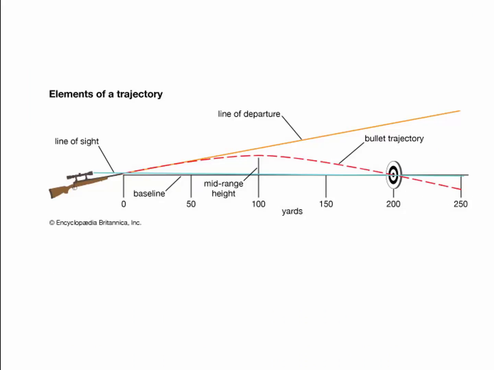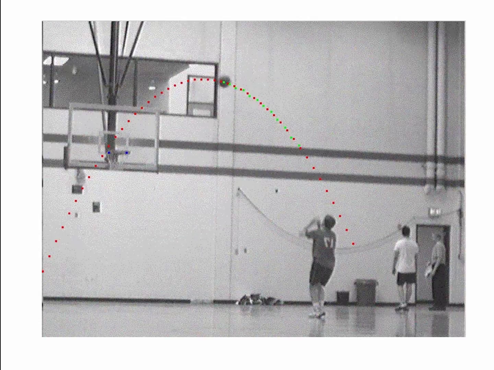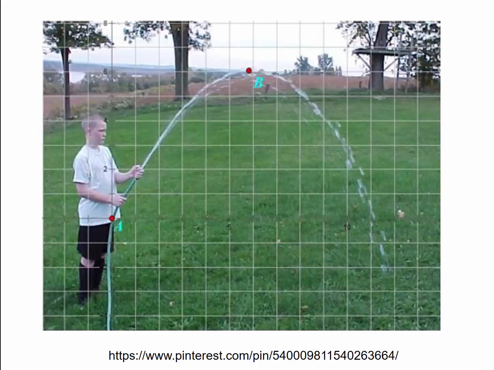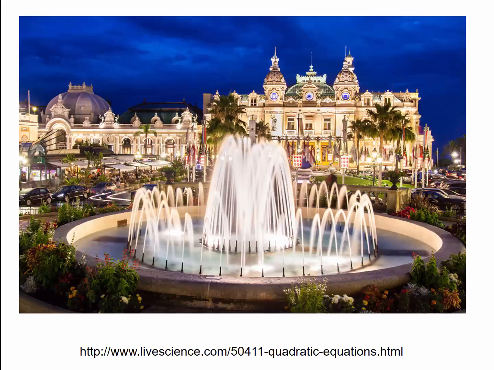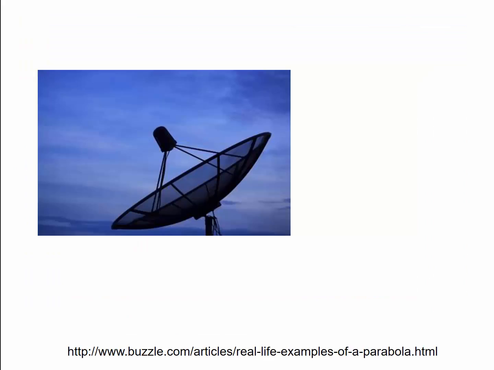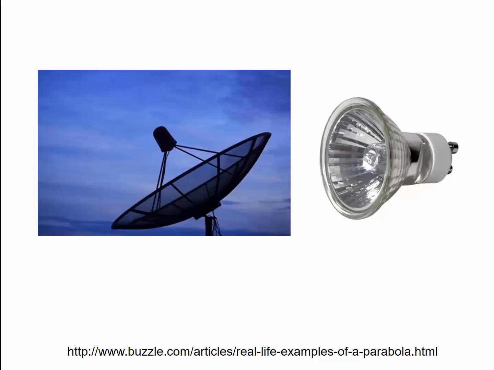Ballistics. When a bullet is shot from a gun, it doesn't travel in a straight path, but in a quadratic path. Even in sports such as basketball and football, the ball follows a quadratic pattern. Water coming out of a water hose follows a quadratic pattern. So do fountains. And if we look at a satellite dish and take a cross section of the dish, or even many lenses, it will have a cross section pattern that looks like a parabola.